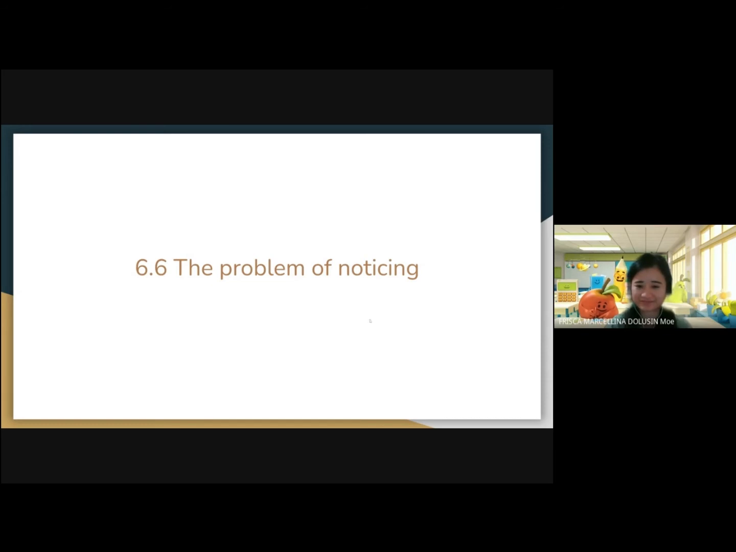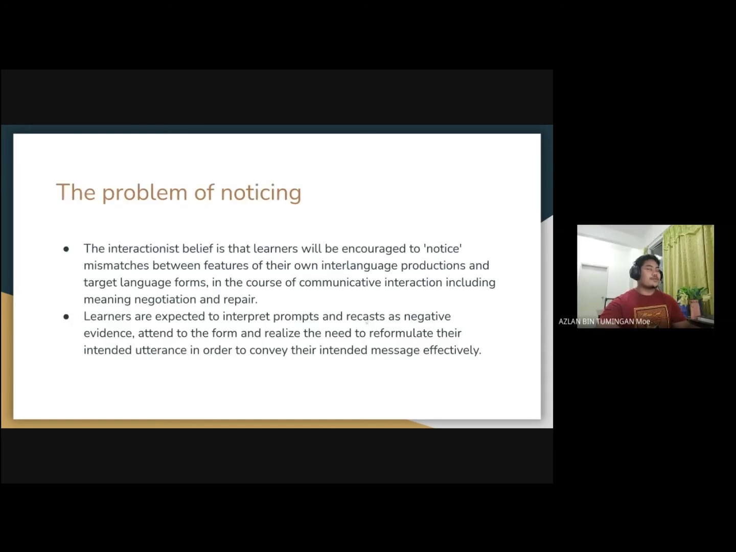Okay, so I will continue. Solving the problem of noticing. Within these two, the interaction hypothesis and the output hypothesis, there is a kind of interest for researchers. Here, the interactionists believe that learners will be encouraged to notice the mismatches between features of their own interlanguage production and target language forms in the course of communicative interaction, including meaning negotiation and repair. So learners are expected to interpret prompts and recasts as negative evidence, attend to the form and realize the need to reformulate the intended utterance in order to convey the intended message effectively.